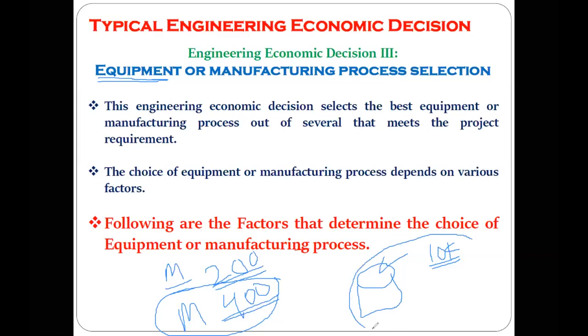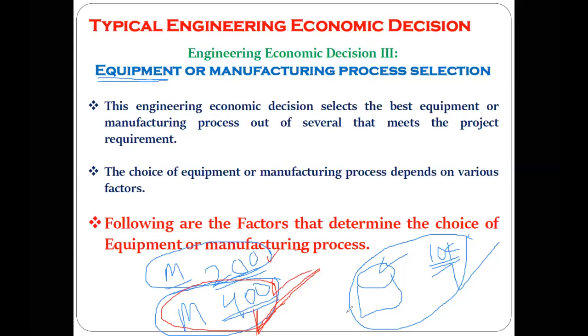Because your project requirement is what? You need 10,000 paper glasses at the end of the month. If you choose this machine, will it satisfy your project requirement? No. So you are taking the decision to purchase this machinery as you are an engineer, and you have to decide which machine to purchase, this or this. So your decision will be this machine, because purchasing it satisfies your project requirement.